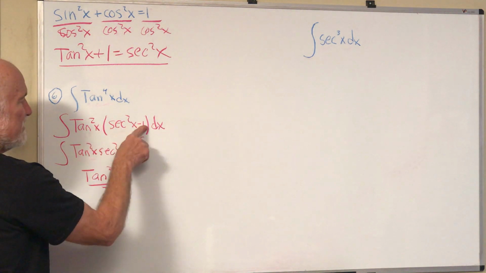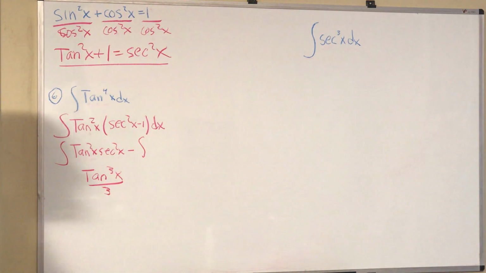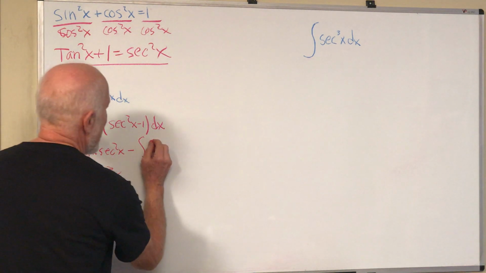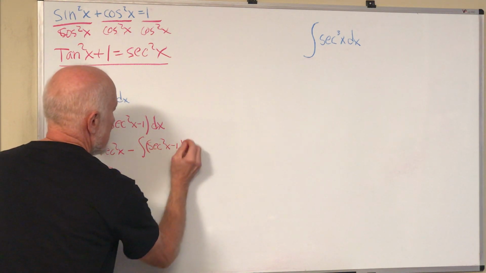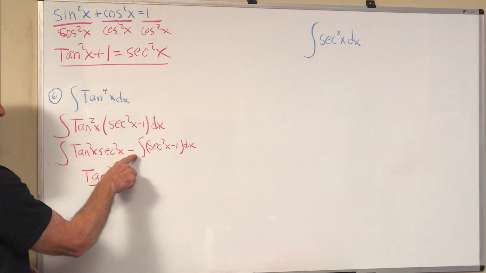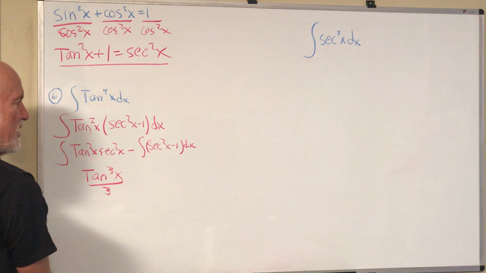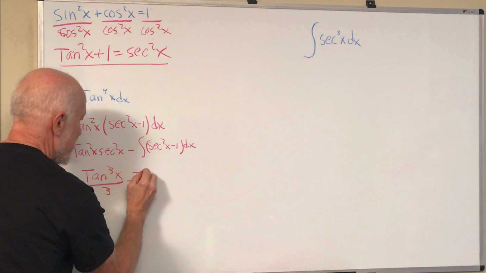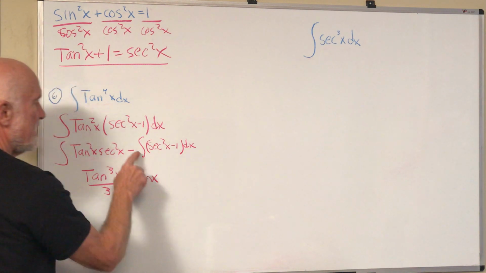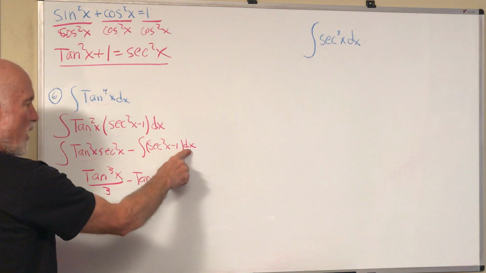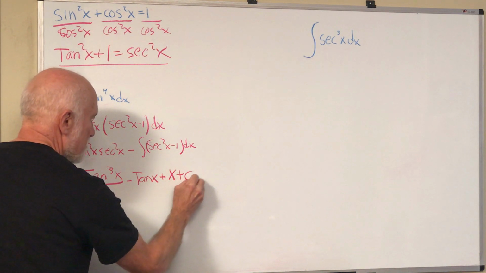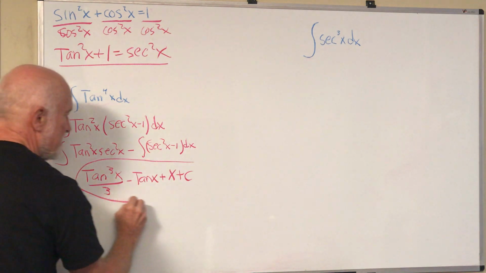Now I've got to put in this distribution tangent squared. But I don't know the antiderivative of tangent squared, and I do of secant squared. So instead of tangent squared here, I'm going to put secant squared of x minus 1. And now look what I've got. Minus the integral of secant squared, which is minus the tangent of x. And then minus times minus is plus the antiderivative of 1 dx, which is x, plus our general constant.